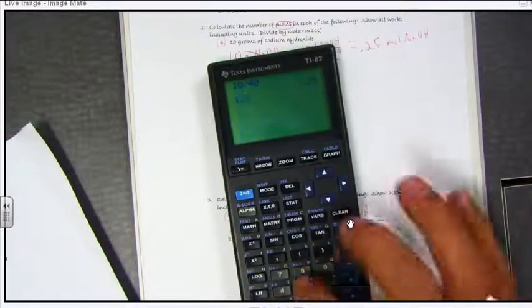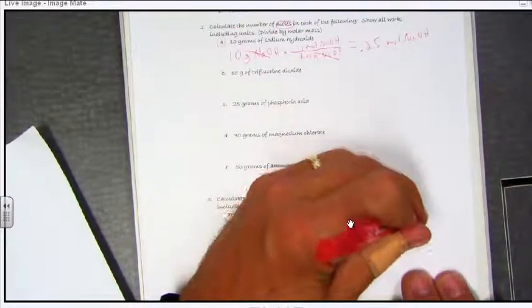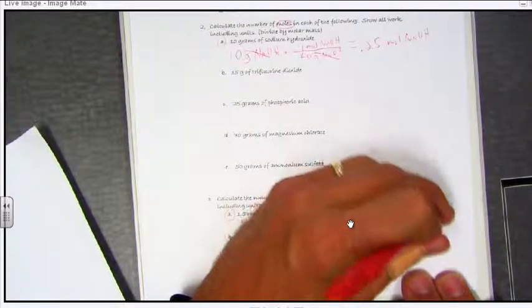1.5 times 40, 60 grams sodium hydroxide. You'll move along and you'll try letter B. The next video below will guide you through it.